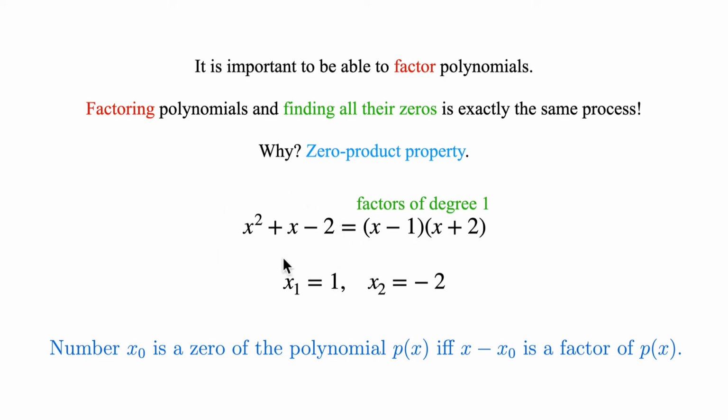You can verify that this polynomial is equal to this product. Then, of course, this product is equal to 0 if one of the factors is equal to 0, and this is if x is equal to 1 or x is equal to -2.